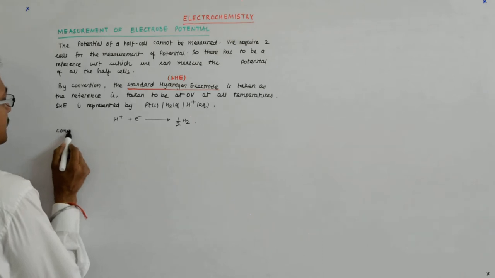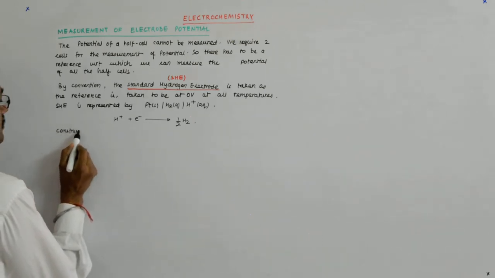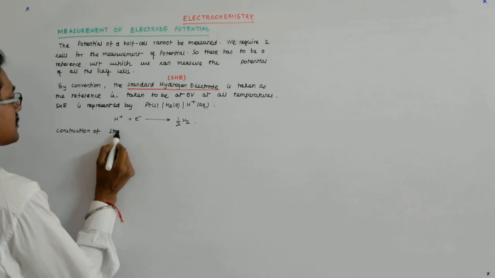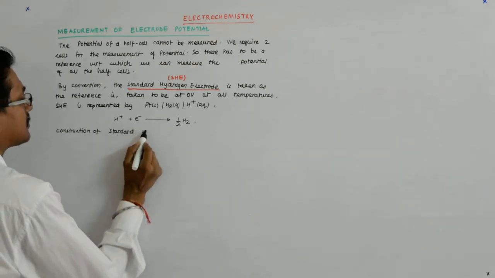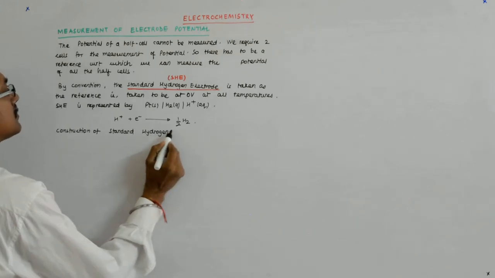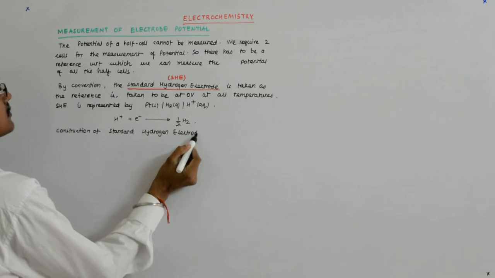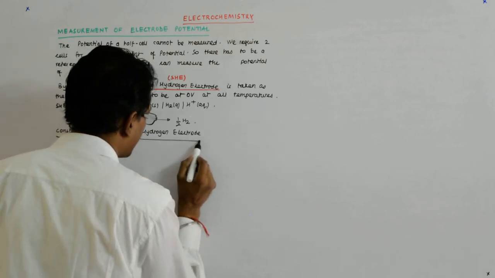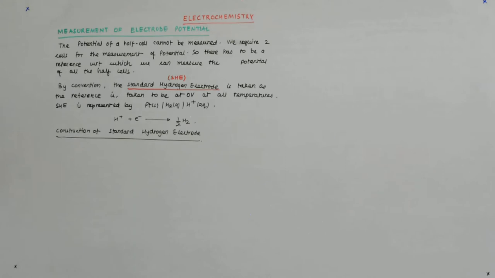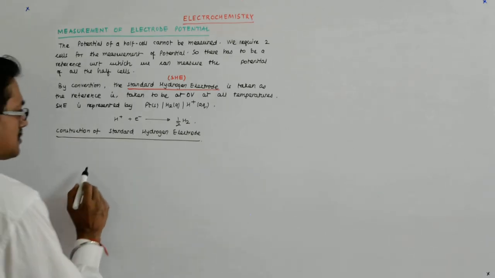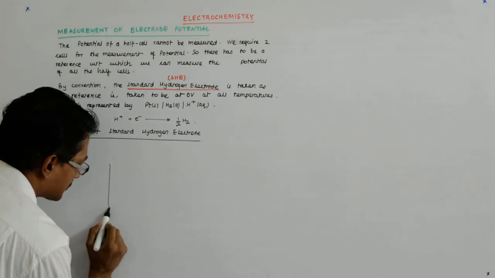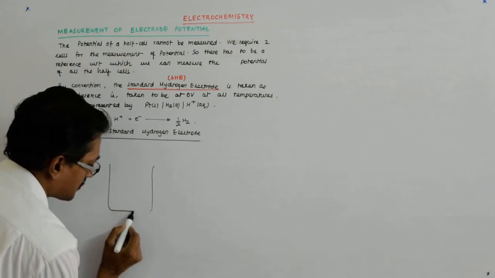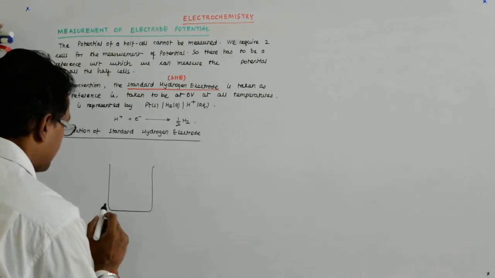What is the construction of the standard hydrogen electrode? How do you construct it? This is what it looks like.